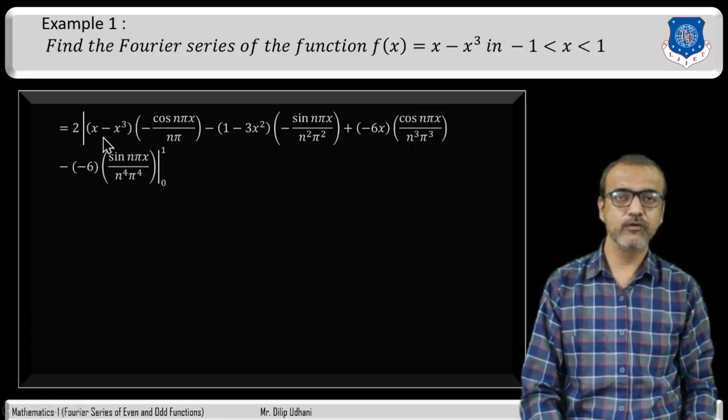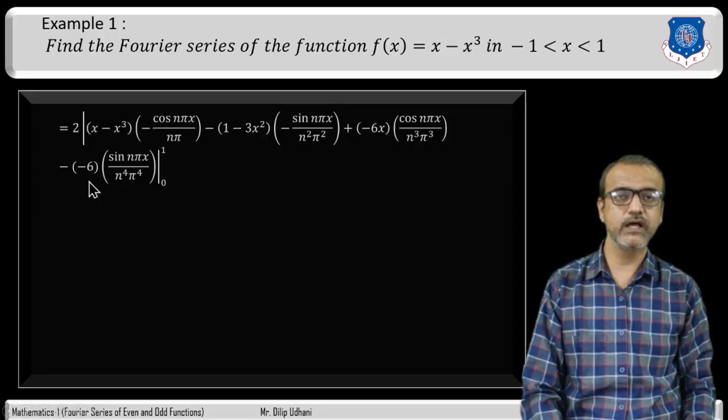So according to the Bernoulli formula, we have to keep this function, that is x minus x cube, as it is. Then we have to find the derivative of this function. So the derivative of x is 1, then minus sign, the derivative of x cube is 3x square, then the derivative of 1 is 0, then minus 3 will be as it is, and the derivative of x square is 2x, so minus 3 into 2x, that is minus 6x, and finally the derivative of minus 6x, minus 6 will be as it is, and the derivative of x is 1.